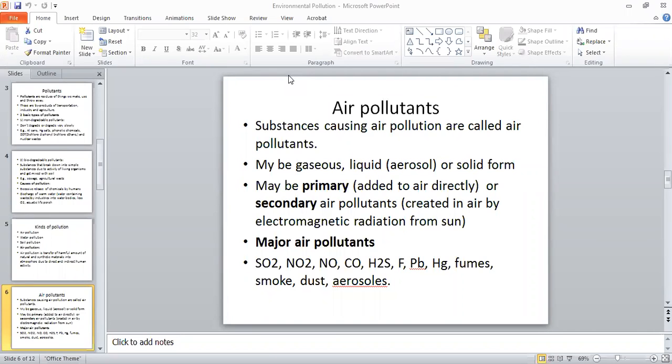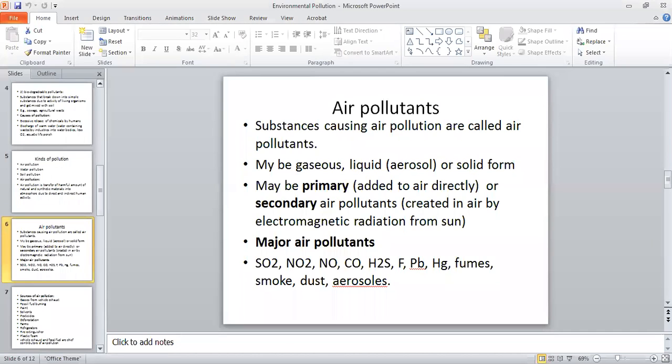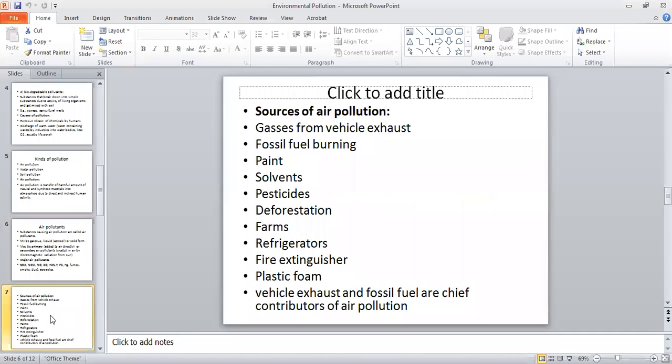Major air pollutants, what are these? Sulfur dioxide, nitrogen oxide, nitric oxide, carbon monoxide, hydrogen sulfide, fluorines, lead, mercury, fumes, smoke, dust, aerosols. All these gases and particles which remain suspended in the environment are called air pollutants.